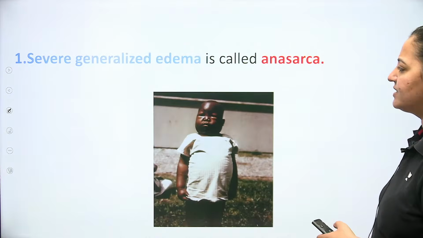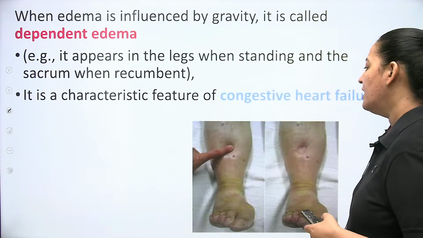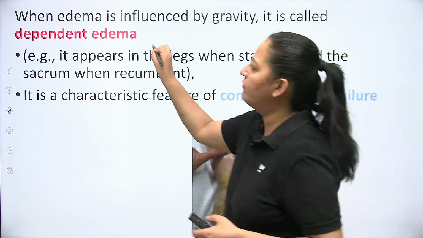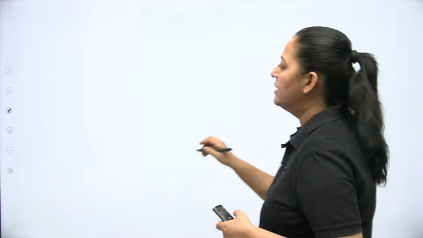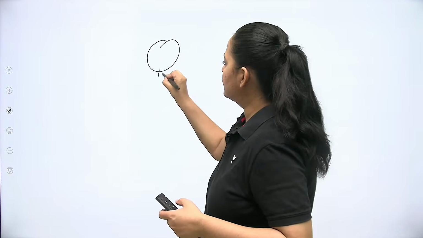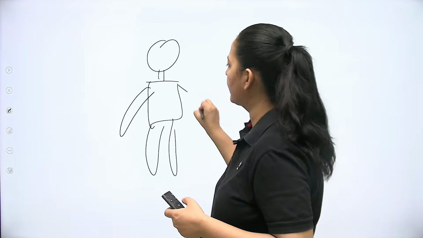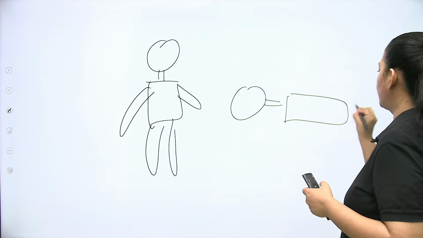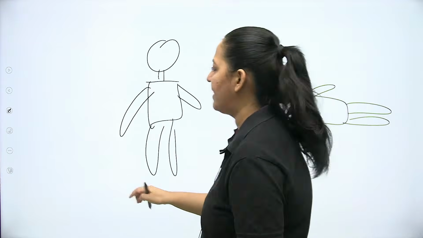A few important points: generalized edema is known as anasarca. In heart failure, the patient has dependent edema. What do you mean by dependent edema? In heart failure, the typical edema is dependent edema. So whenever the patient is standing, where is the edema? In which organ? And whenever the patient is lying down, where is the edema? In which organ is the edema? The patient is lying down. Tell me, dependent edema. I am talking about dependent edema.